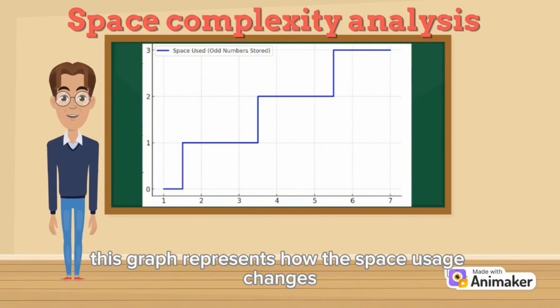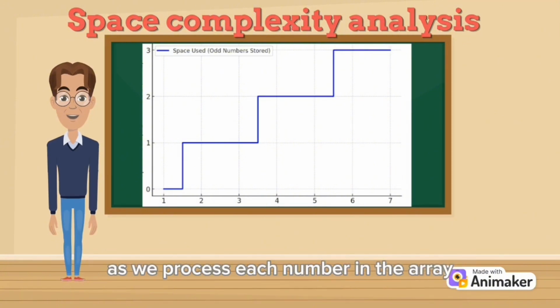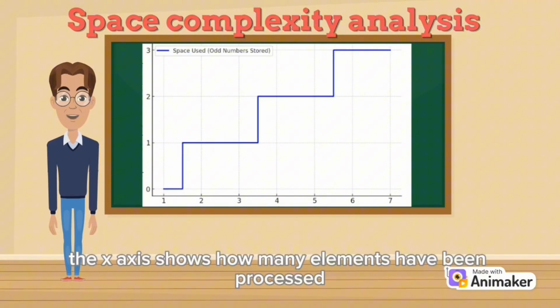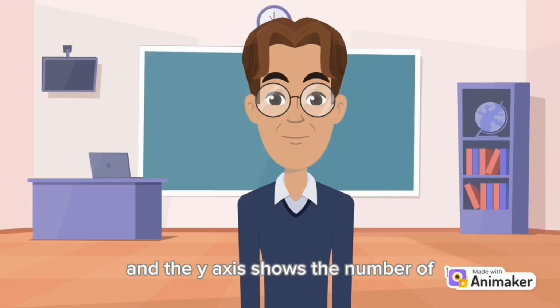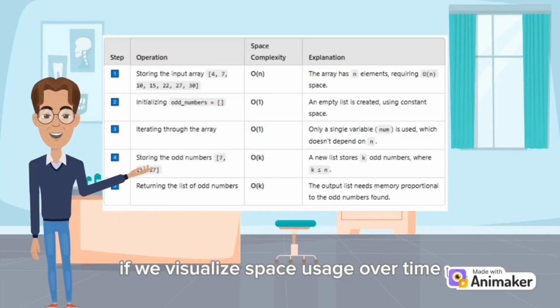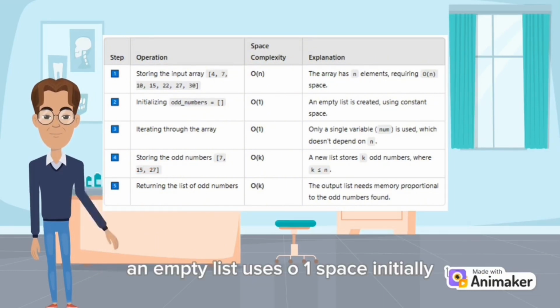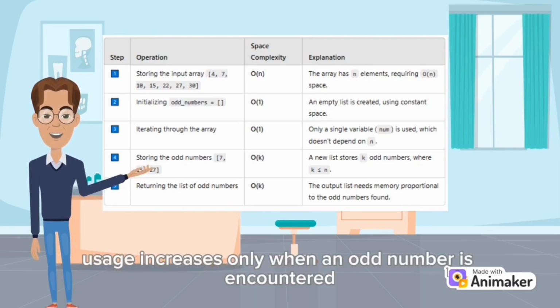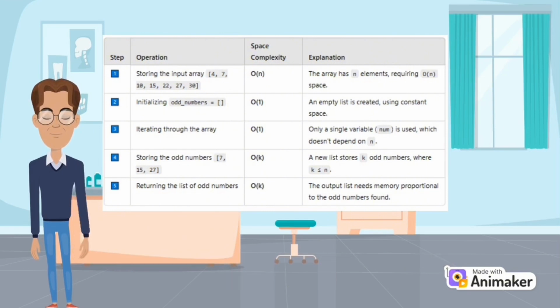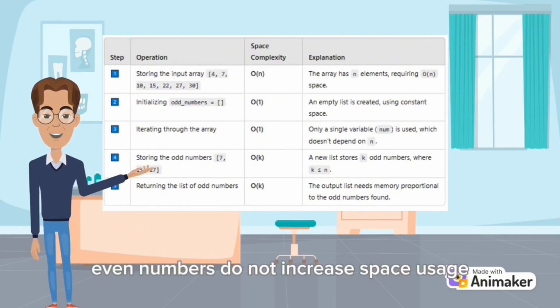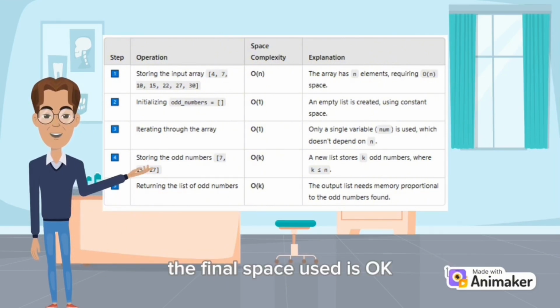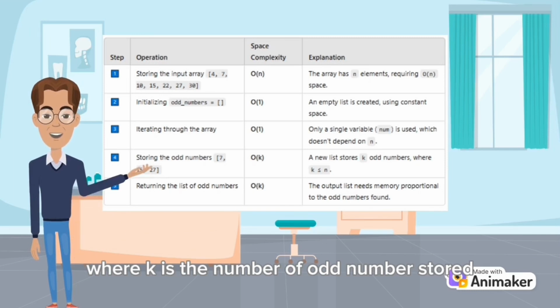This graph represents how the space usage changes as we process each number in the array. The x-axis shows how many elements have been processed, and the y-axis shows the space used. If we visualize space usage over time as we process each element in the array, the space starts at O(n) for storing the input array. An empty list uses O(1) space initially. Space usage increases only when an odd number is encountered. Even numbers do not increase space usage. The final space used is O(k), where k is the number of odd numbers stored.